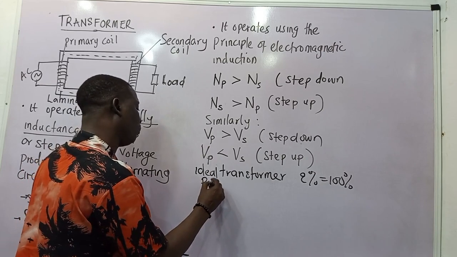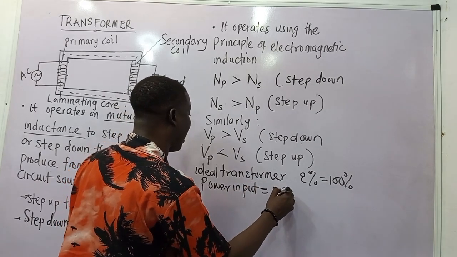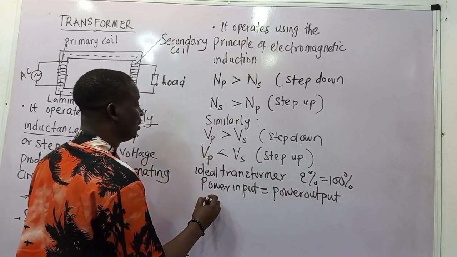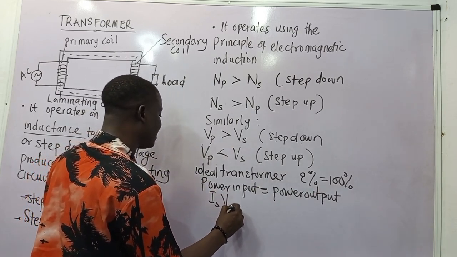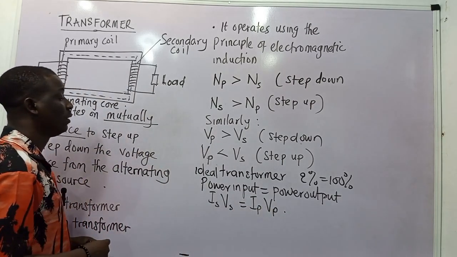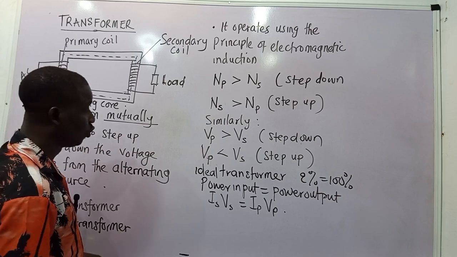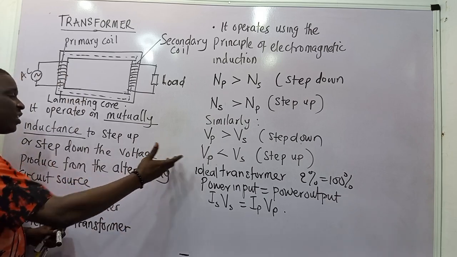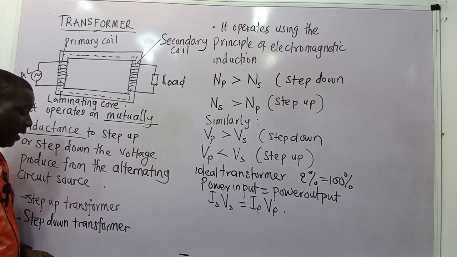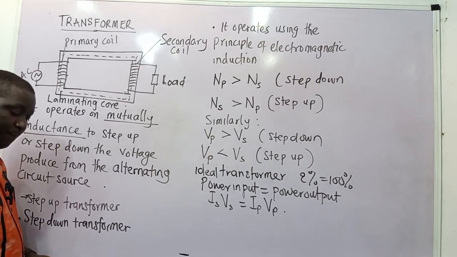Now, the power output is equal to the power input. And therefore, we say that IsVs is equal to IpVp. In this case, no losses are experienced. Energy loss is zero. No loss in the transformer. And this kind of transformer is not visible, so we say it's an ideal transformer. Such a transformer has output power equal to power input.